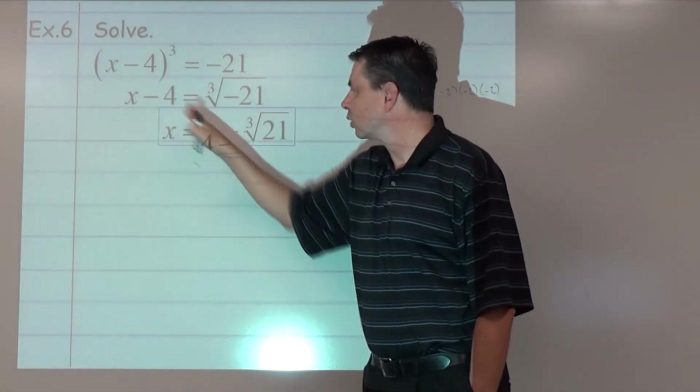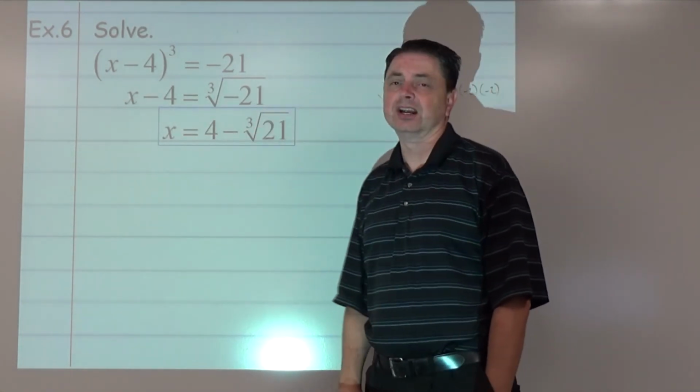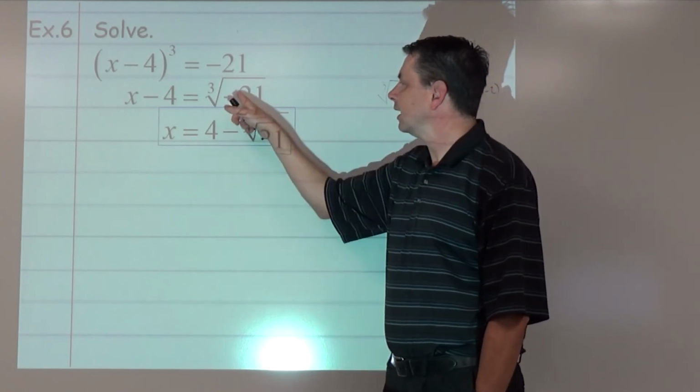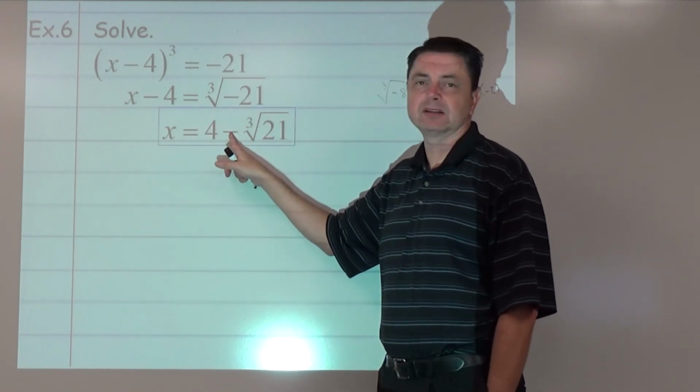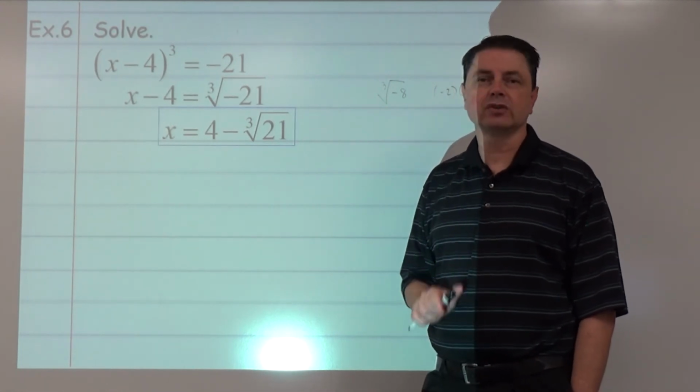And then we can add the 4 to both sides, put it in the front like we usually do, and then there's our final answer. Out came the minus right to there, because if you take an odd root of a negative, the answer is negative.